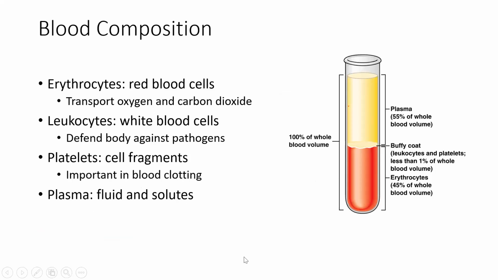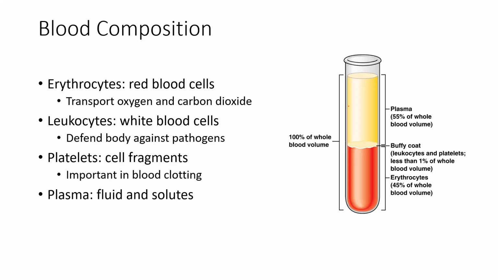Let's talk a little bit about the blood here. So the blood is composed of erythrocytes, which are red blood cells. These are mainly important for transporting oxygen. So they actually have those oxygen molecules or carbon dioxide bound to them. Then there are leukocytes. These are usually referred to as white blood cells. These are important in the immune system. They help to defend the body against pathogens. These are going to include our T cells, B cells, macrophages, neutrophils.